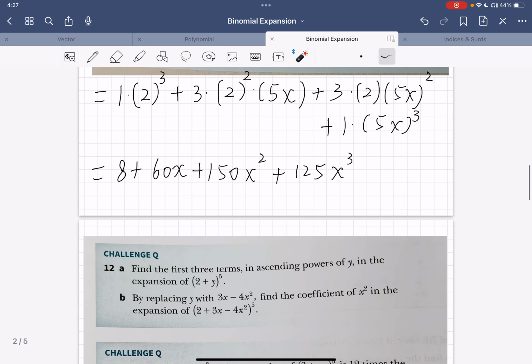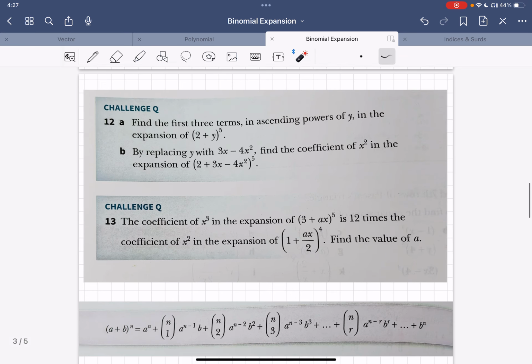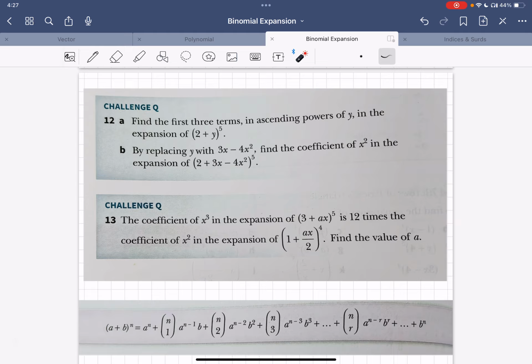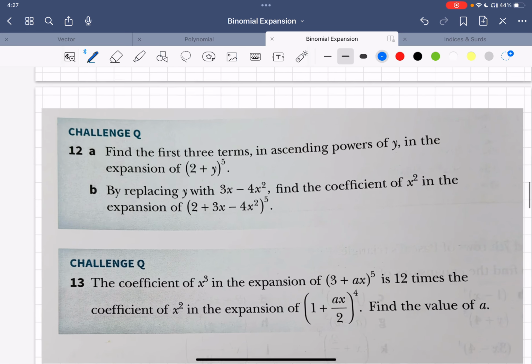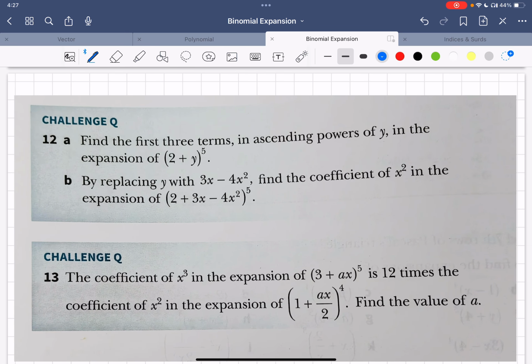So let's move on to the next part. We've got an exercise here. Question 12 is a little bit challenging, but I believe all of you can figure it out. Now you can pause the video to do it on your own. And now we are going to continue to solve it together.